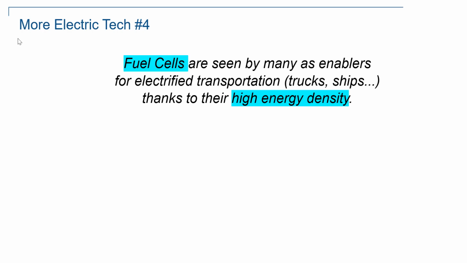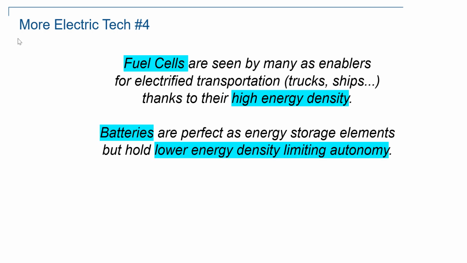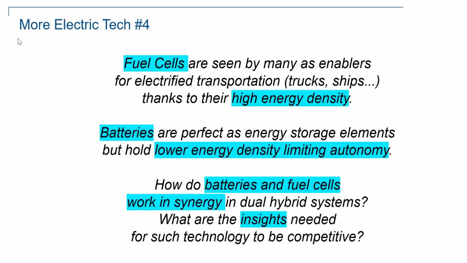Fuel cells using hydrogen are attractive for electrifying heavy transports because of high energy density, thus complementing batteries and enabling autonomy. But how do fuel cells and batteries collaborate best in dual hybrid systems?